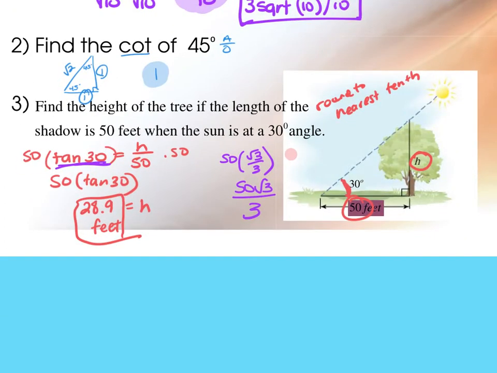Like, for example, if I had just asked you to find the tangent of pi over 7, obviously that would be in radians. Also, if I had asked you to find the tangent of 2.3, that would also be in radians. If it doesn't have the little degree symbol there, it's in radians. Okay. Alright, thank you. You're welcome.